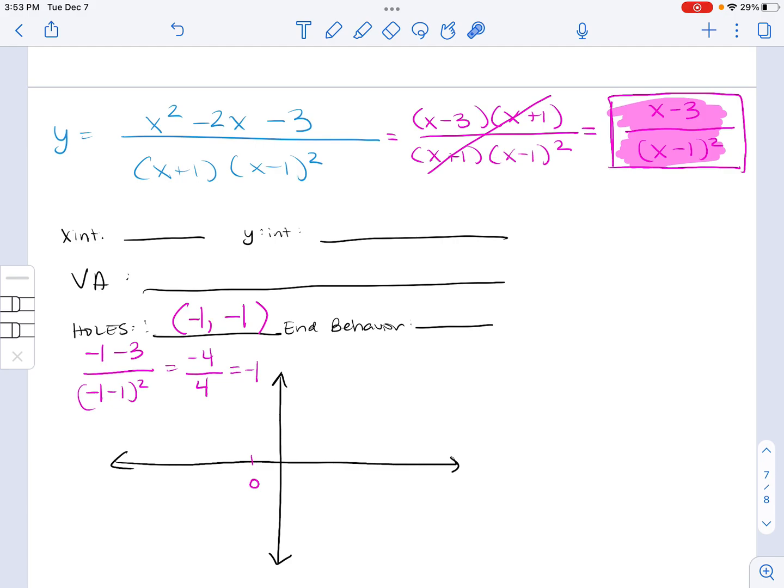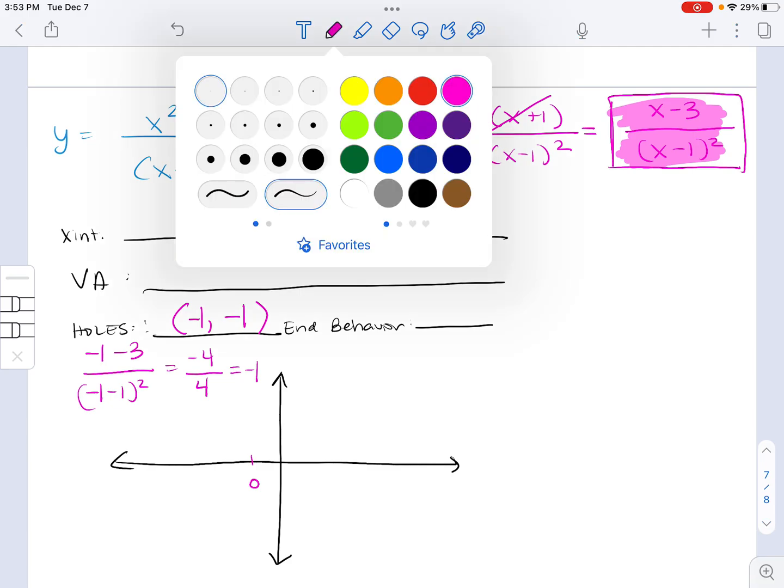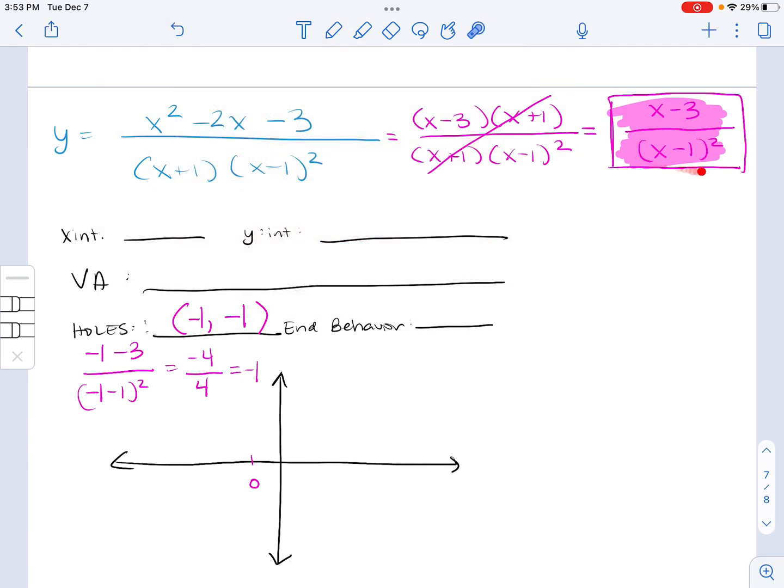And now I'm going to go through and find all the answers in the same structure that I always do. After I find the holes, I move on to the vertical asymptote. So the vertical asymptote is what makes the denominator 0. So I very much have a problem with x being 1. Maybe I'll not highlight that anymore. So if x is 1, that's problematic. So x equals 1 then graphically forms an asymptote, a vertical asymptote.